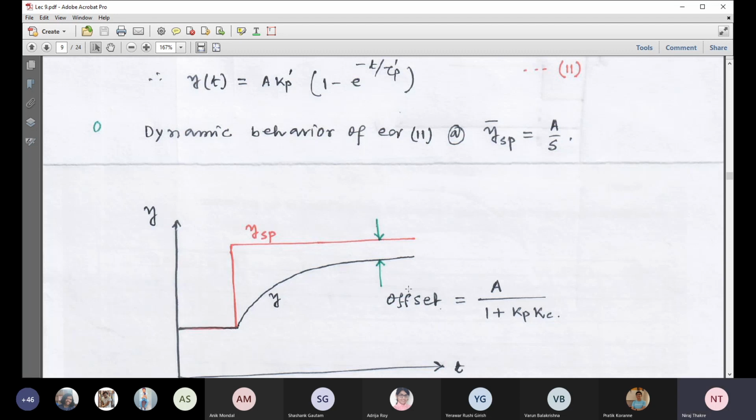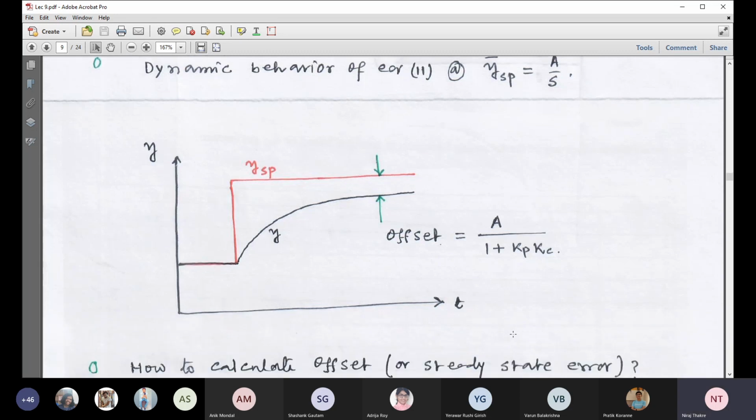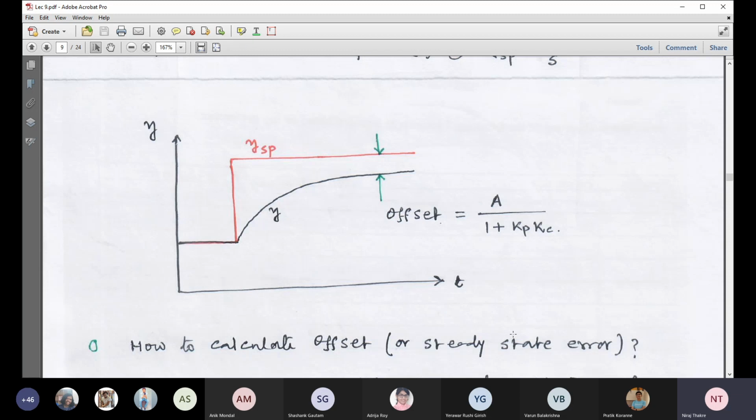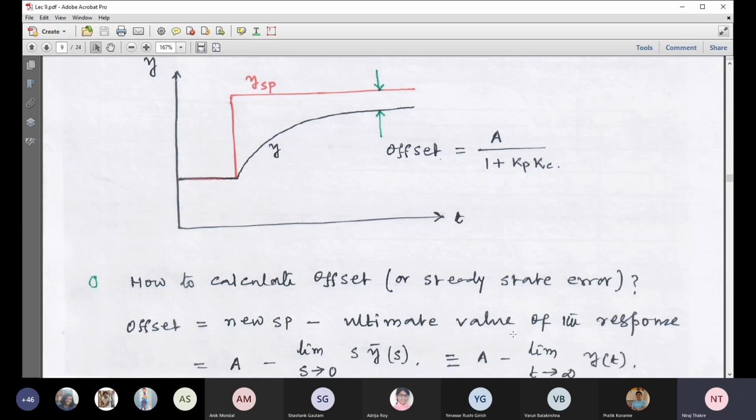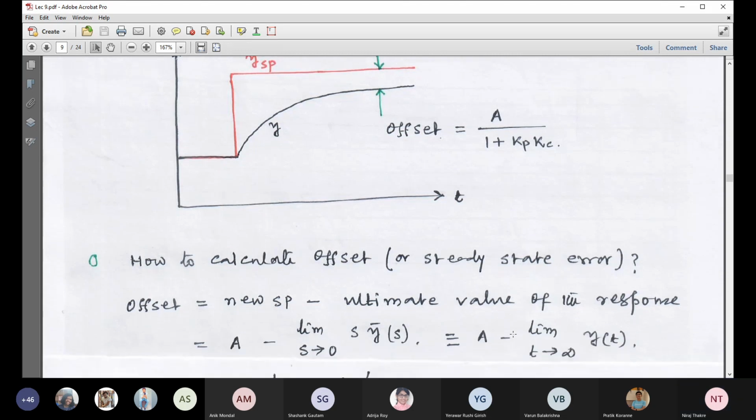I have written one expression for offset. The question is how to calculate this offset or steady state error. This is the formula for offset. Offset equals new set point minus ultimate value of the response. Ultimate value of the response we can get from the final value theorem.